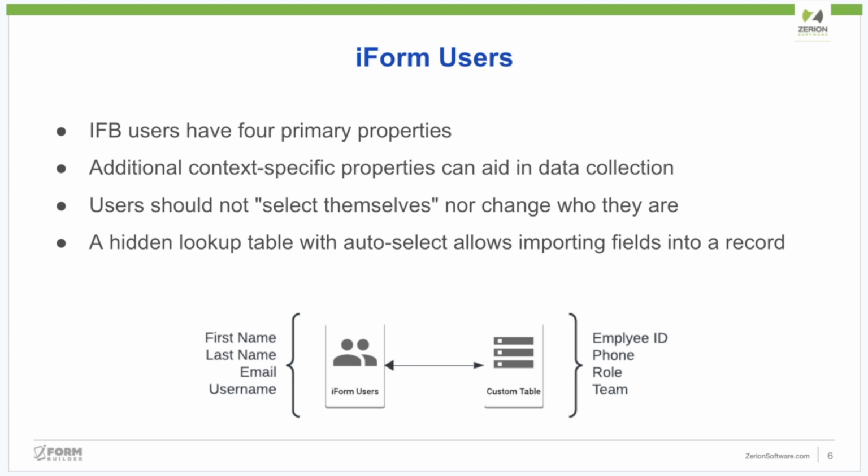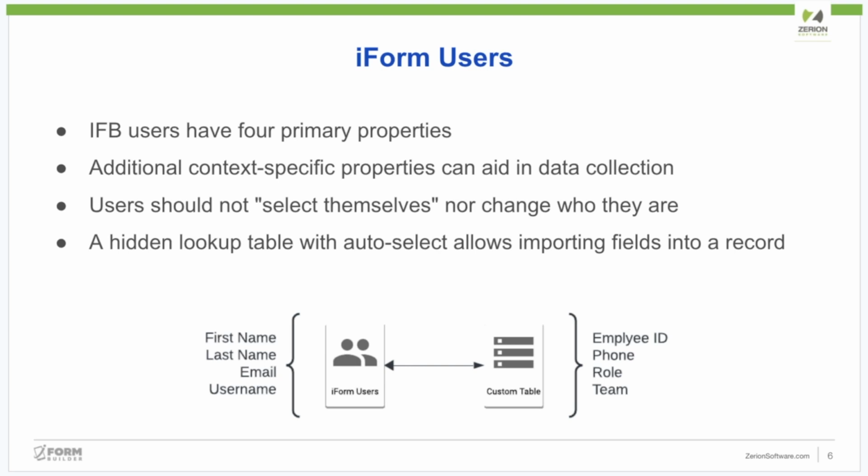We're going to talk about iForm users first, as I mentioned. When you create a user in iForm, it has 4 primary properties: your first name, your last name, your email, and your username. The username is what must be unique. It's how you log into the platform. First name, last name, and email you can almost think of as metadata for that user. Those fields are often used in built-in functions, and they're also used so you can identify whose user is which. But that's the extent of what an iForm user has at its disposal.